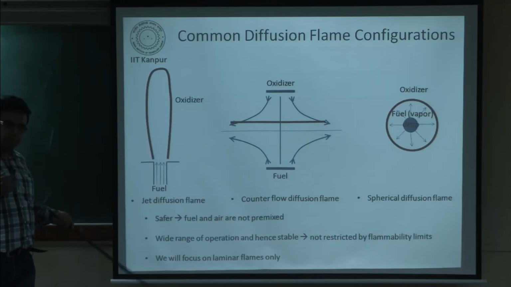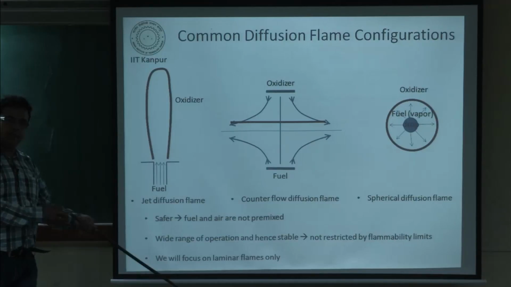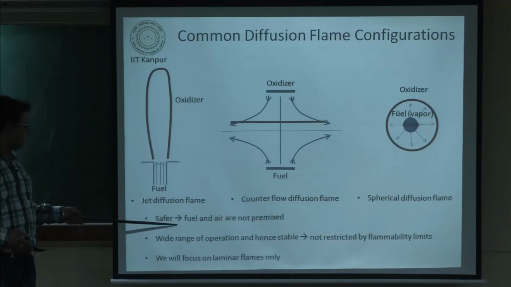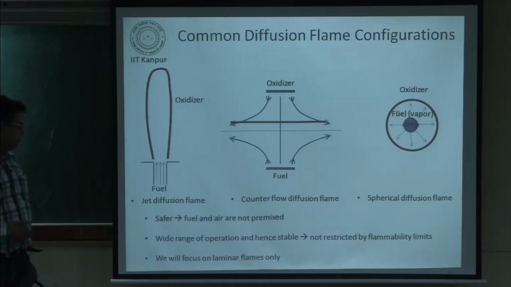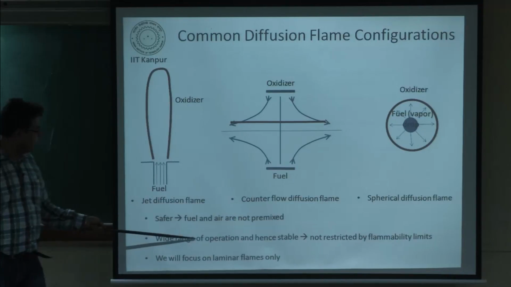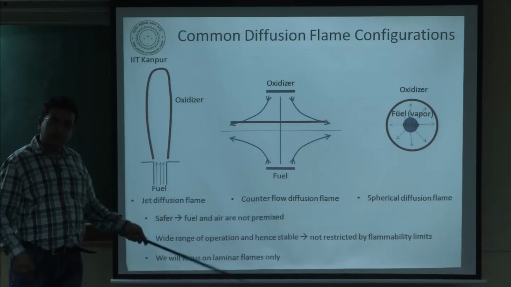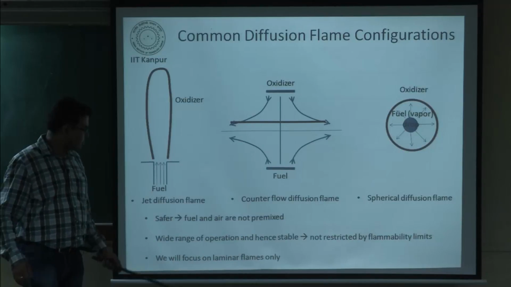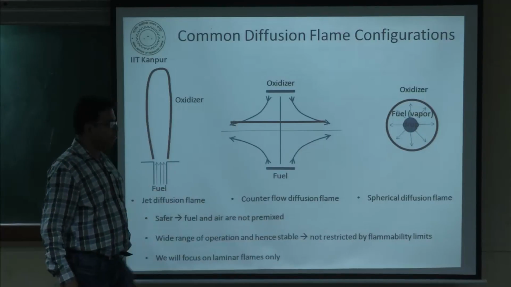In the premixed flame, the fuel and oxidizer are already mixed at the molecular level and then reach the flame front, but here they are actually separated in the non-premixed or diffusion flame. It has a wide range of operations, and hence these flames are very stable. It is not restricted by the flammability limit.